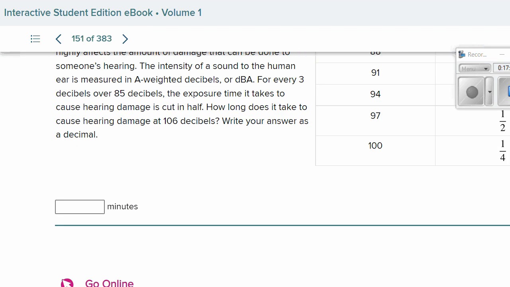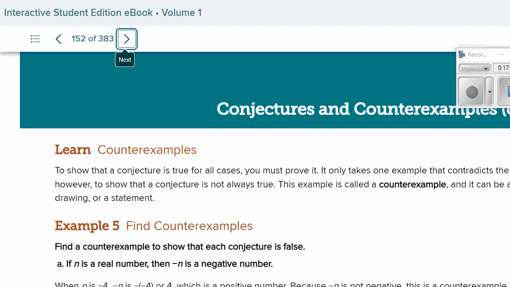All right. Okay, got to the end. No, I got one more here. A couple more here. Okay.